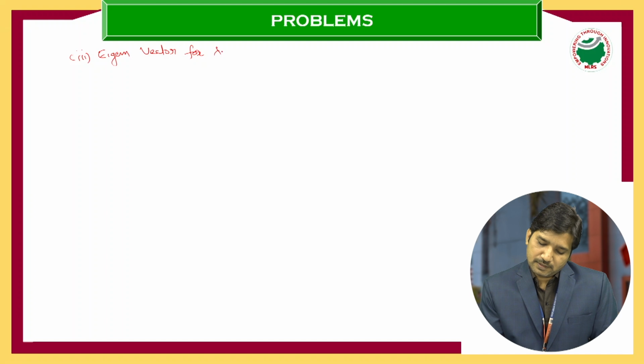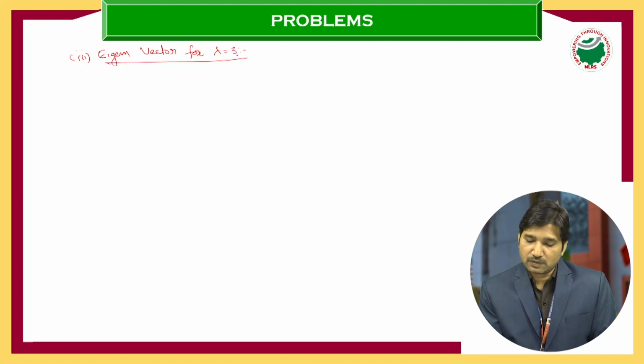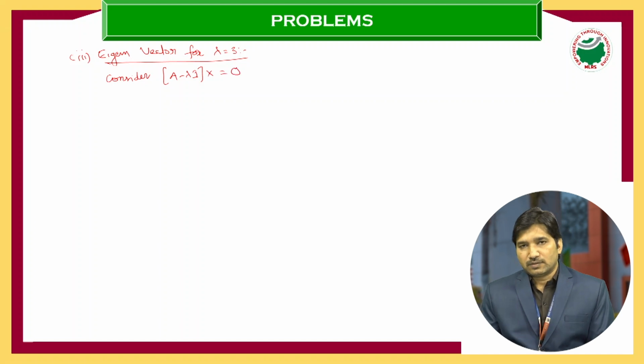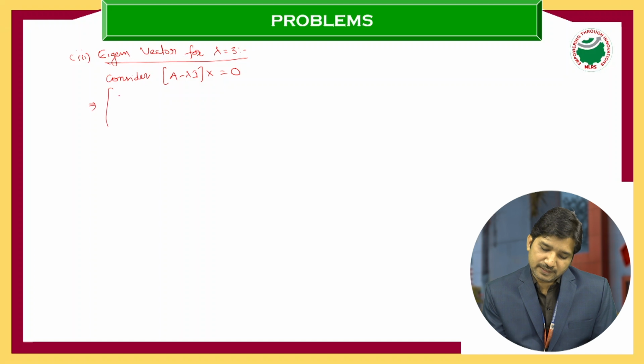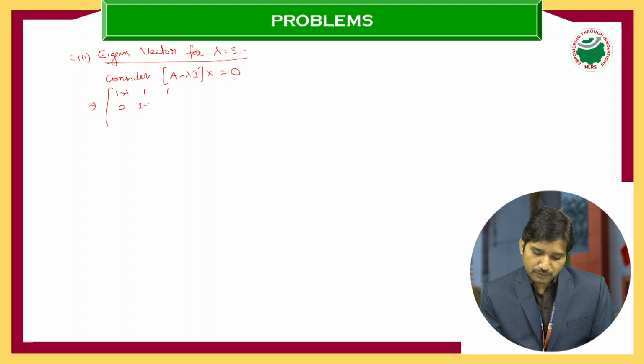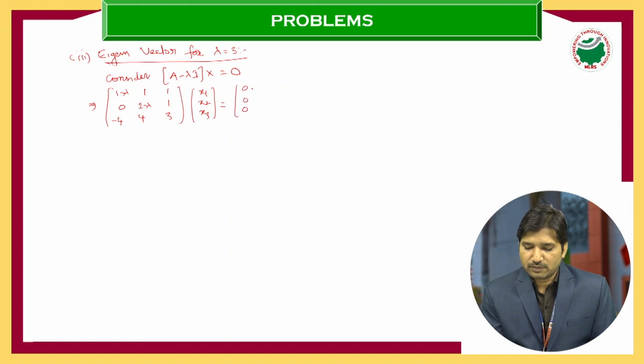Eigenvector for lambda equal to 3. Now write down, consider the system of equations, the matrix (A minus lambda I) times x equal to 0. That implies we can write the matrix with rows (1 minus lambda, 1, 1), (0, 2 minus lambda, 1), (minus 4, 4, 3), times the column matrix x1, x2, x3. The right side is the zero column matrix, 0, 0, 0. That is the homogeneous type.